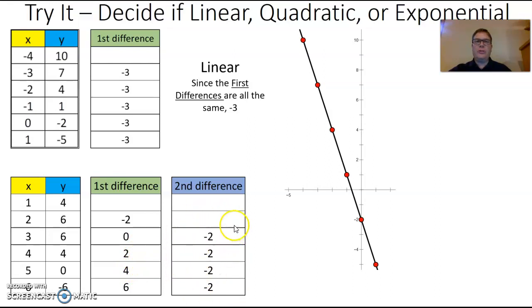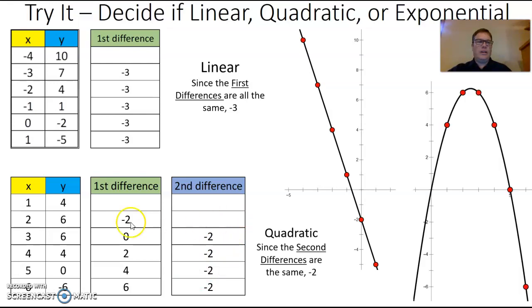So this does tell me it's quadratic, and if you plot the points out, there's (1, 4), (2, 6), (3, 6), (4, 4), and so on and so forth. You'll see that it fits this nice downward-facing parabola. Okay, so the second differences are the same. It's quadratic. So you've seen an exponential, a linear, and a quadratic, and how you find out which one it is.